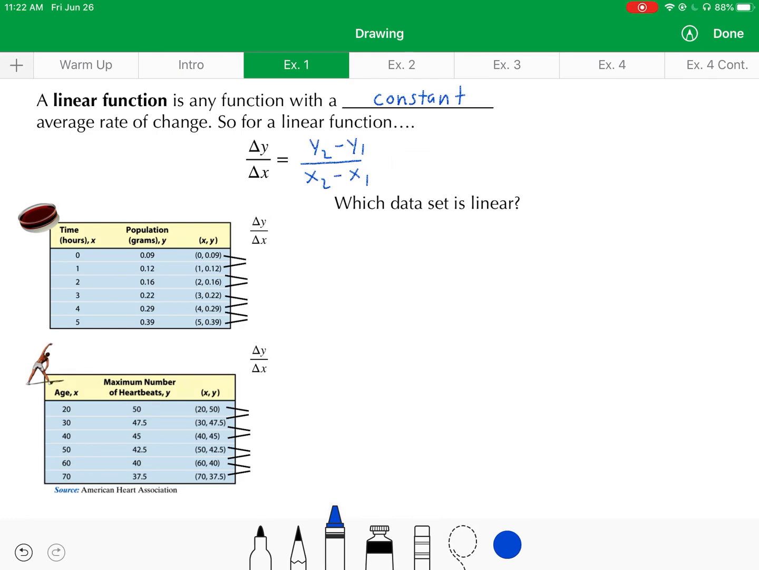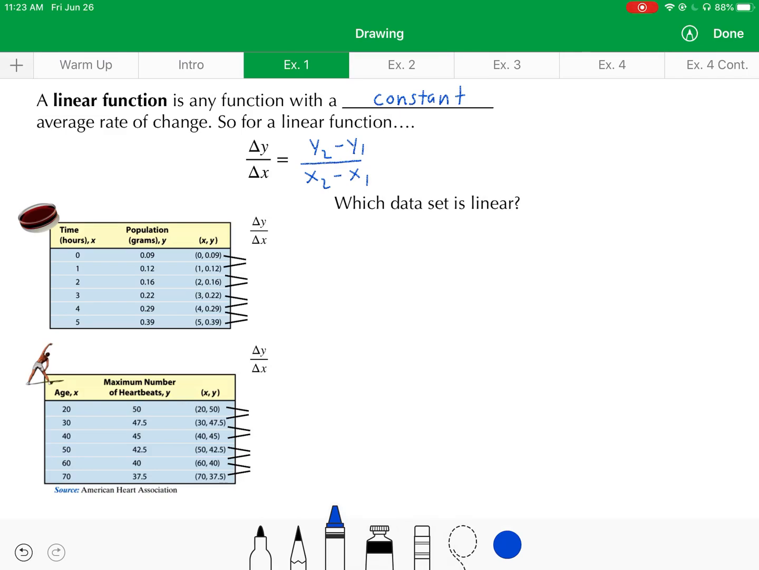All right, so based on that, we want to know out of the two data sets here, which one is linear. We can use average rate of change to determine that. In the first data set, we're comparing time with population of a bacteria colony. And you can see that we have several ordered pairs listed.